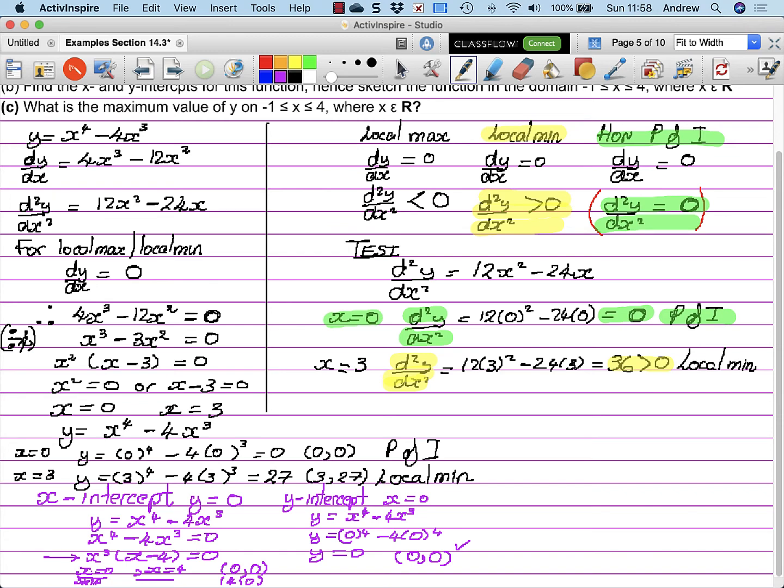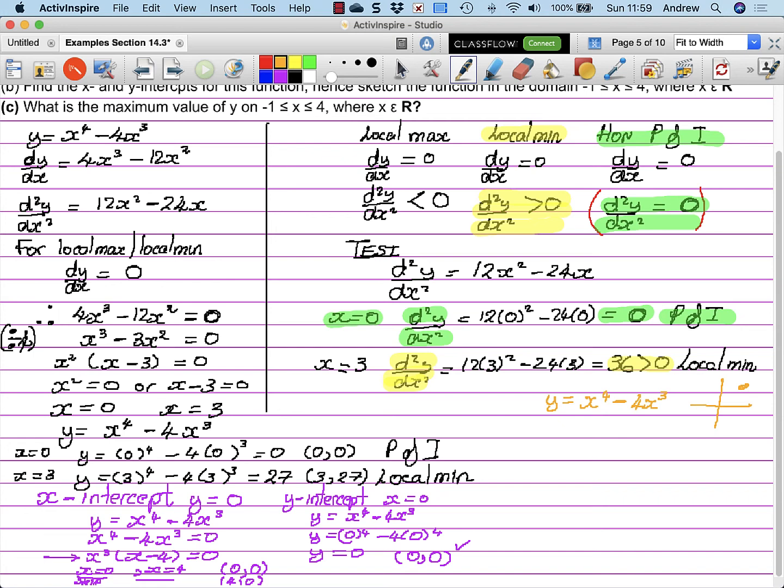It's a positive power of 4. So before we sketch the graph, let's just write down what we have here. We've got y is equal to x to the power of 4 minus 4x cubed. It's a positive power of 4, so it's going to start up there.